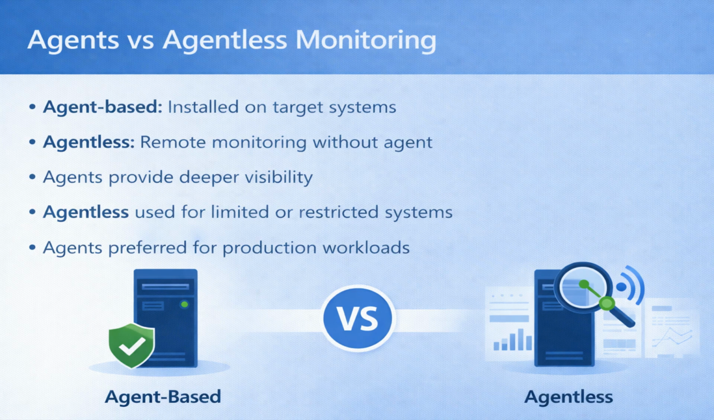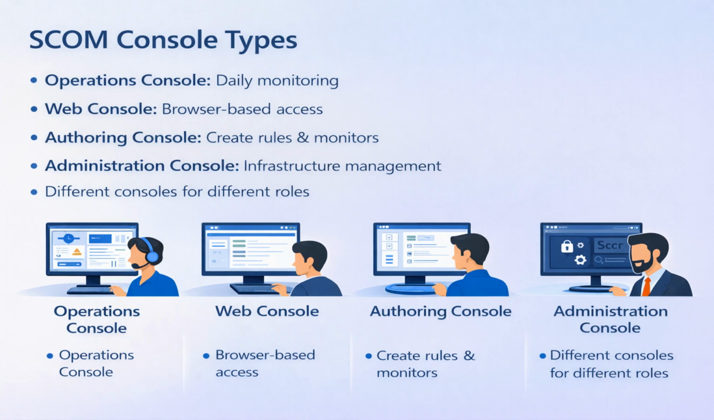Now, once all this data is collected and processed, someone needs to see it. SCOM doesn't have just one interface. It has multiple consoles for different roles. The operations console is used daily by monitoring teams. This is where alerts and health states are visible. The web console provides browser-based access, useful for quick visibility without installing software. The authoring console is used to create custom rules and monitors. And the administration console manages infrastructure and configuration.